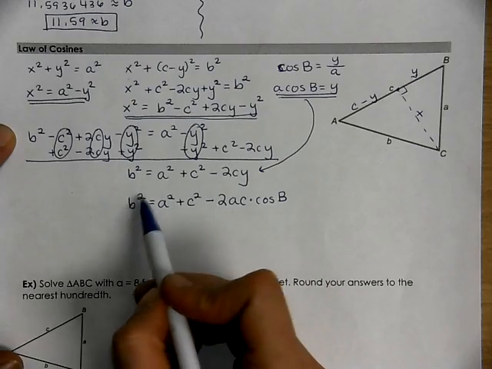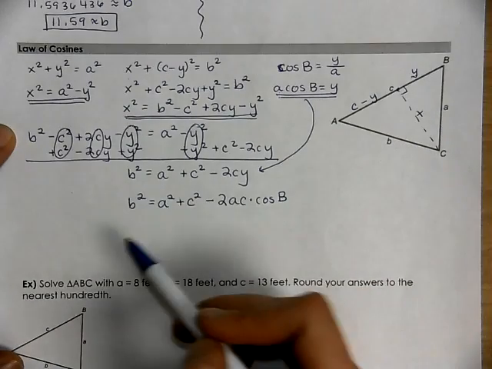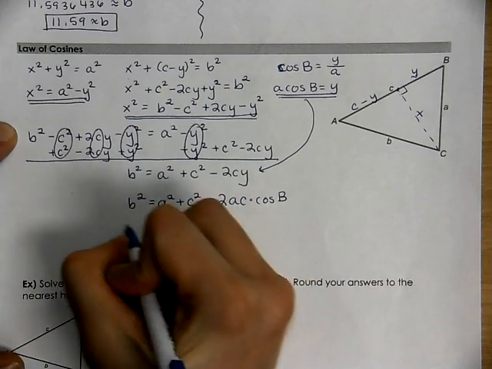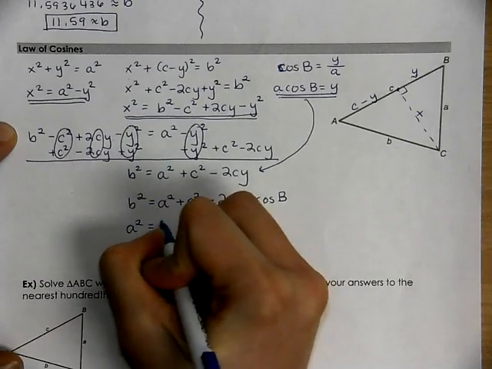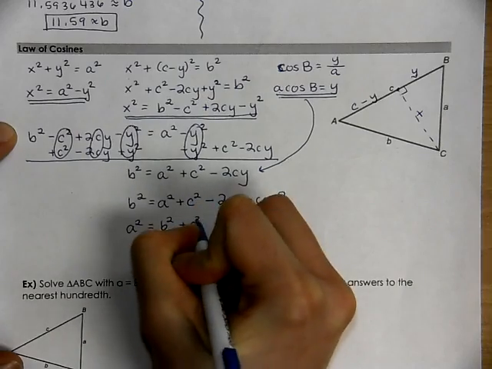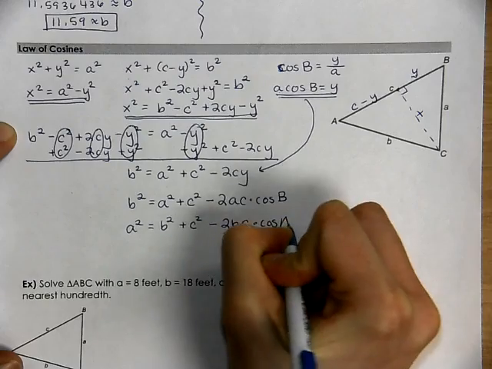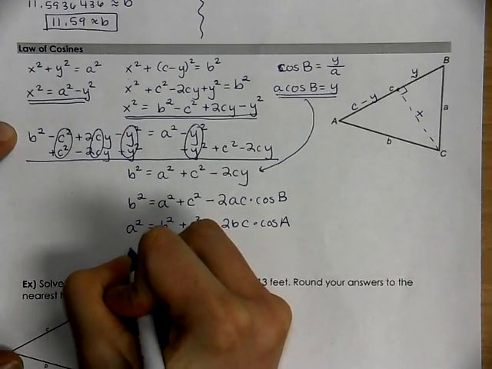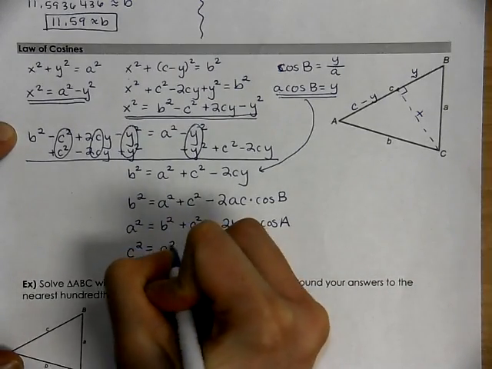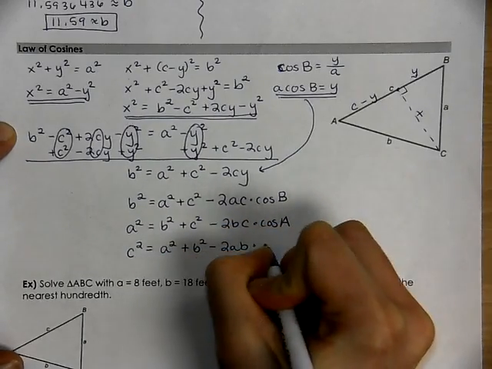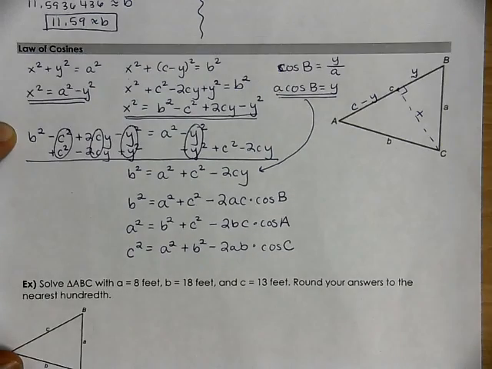Now I have this solved for b squared, but we could do this exact same thing and have it solved for a squared or c squared. And if we did that, we would get that a squared is equal to b squared plus c squared minus 2bc times cosine of A. And if we solve that for c squared, we get c squared is equal to a squared plus b squared minus 2ab times the cosine of C.